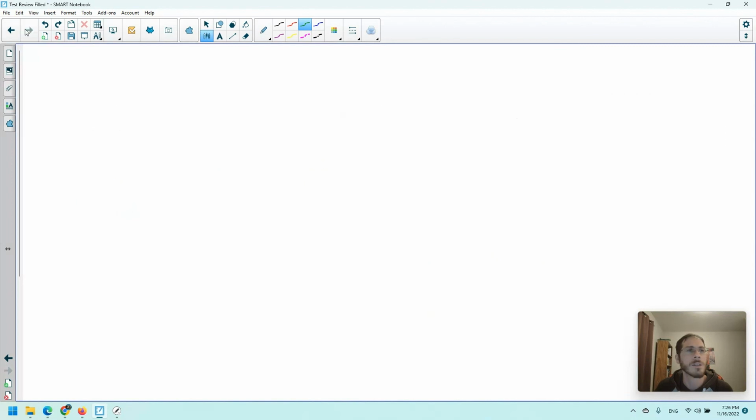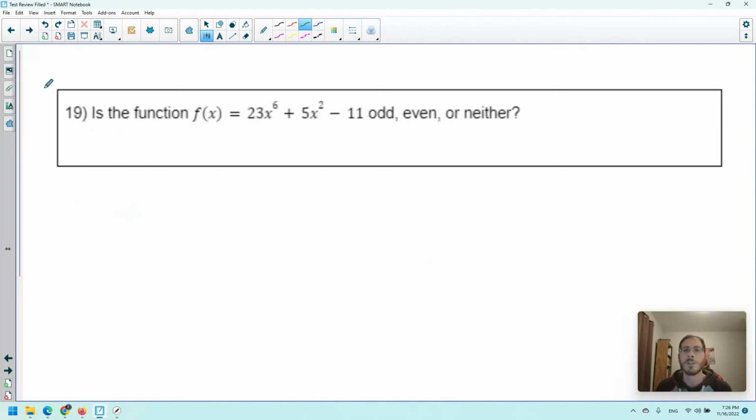And I think this is it, right? Number 19? Yeah. Is this function odd, even, or neither? So a couple ways to do it. With 11, we want to remember that 11 is the same thing as 11x to the 0 power. So we could remember that because we had to do that in standard form anyway. It always counted as 0.